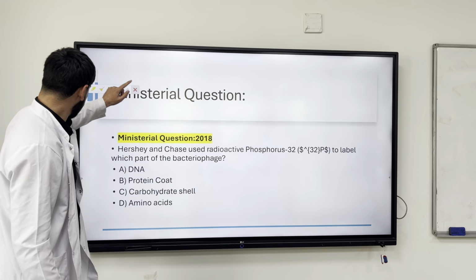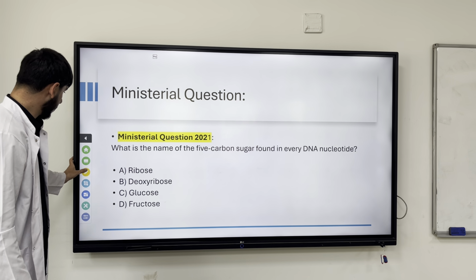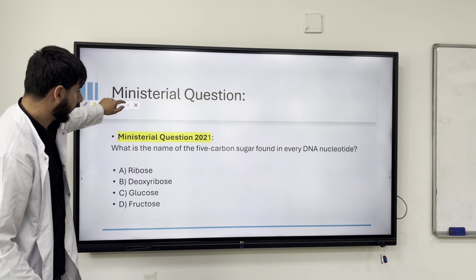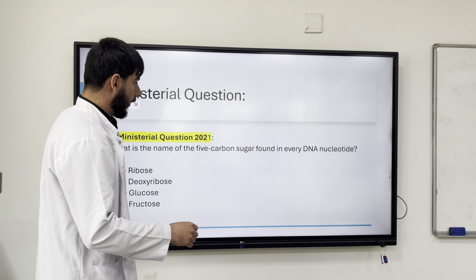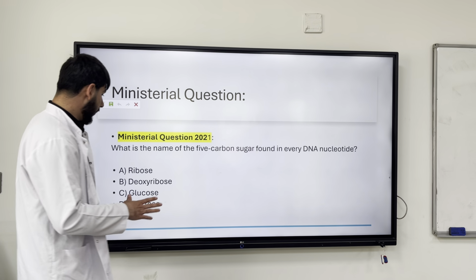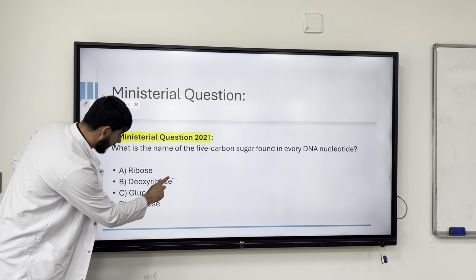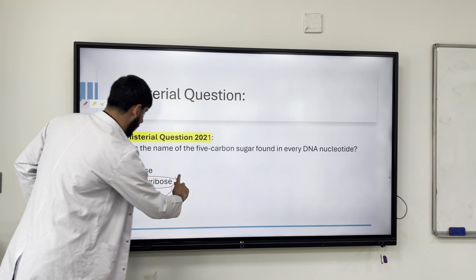And we have the last one. What is the name of the 5-carbon sugar found in every DNA nucleotide? We call it deoxyribose, as in deoxyribonucleic acid. Deoxyribose is the name of the sugar. The correct answer is B.